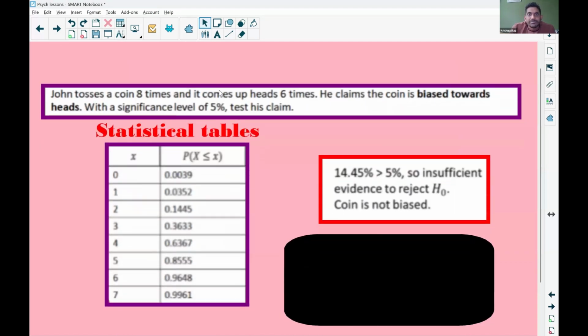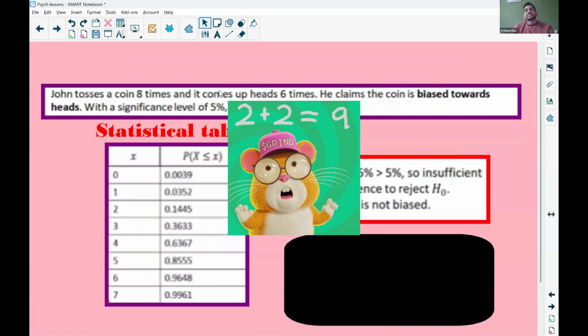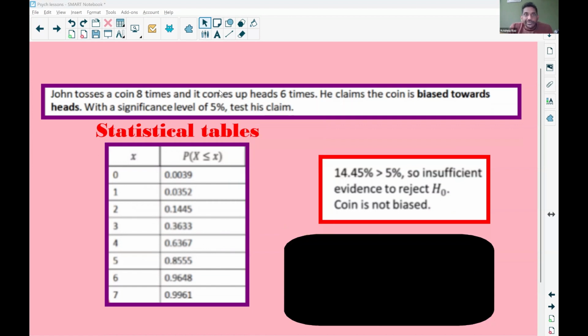So I'm going to do something a bit mathy in this bit just to explain the concept of critical values. So let's say John tosses a coin 8 times and it comes up heads 6 times. He claims the coin is biased towards heads with a significance level of 5%. Test his claim. So can we really say anything is that biased with a sample size of 8? No, exactly. And that's why mathematicians have gone to the effort of creating these statistical tables.